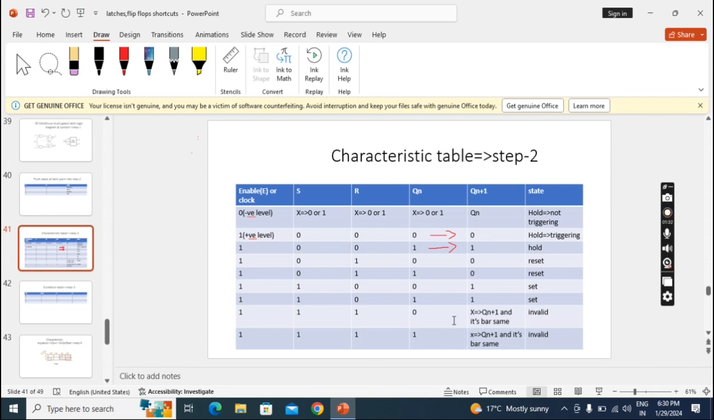So invalid X means here what you have to observe. Here X means 0 or 1. And here invalid means this Qn+1 value and Qn+1 bar value both are the same. That's the meaning. Okay.